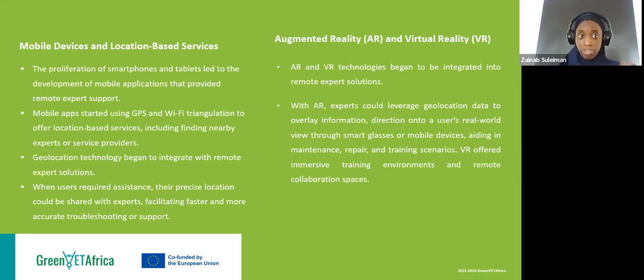The proliferation of smartphones and tablets led to the development of mobile applications that provide expert support. Also, mobile apps started using GPS, and geolocation technology began to integrate with remote expert. When users require assistance, their precise location can be located. Also, augmented and virtual reality: with AR, experts collaborate using geolocation data to overlay information and directions onto the user's real world, and with virtual reality, users become immersed in that application.